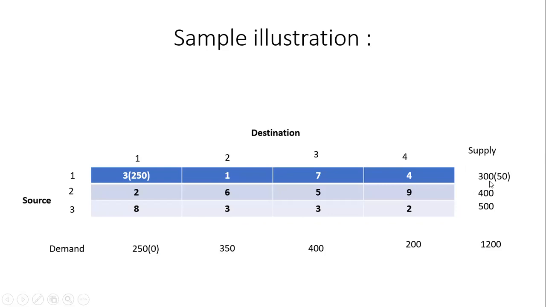Compare the supply and demand value. Here the number of units to be supplied is 300 and the projected requirement is 250. So find out the minimum value out of the two, supply and demand. So 250 is the minimum. So demand is less compared to the supply. So allocate this number into the cell entry 1 comma 1. That is 1 comma 1 that represents row 1 and column 1.